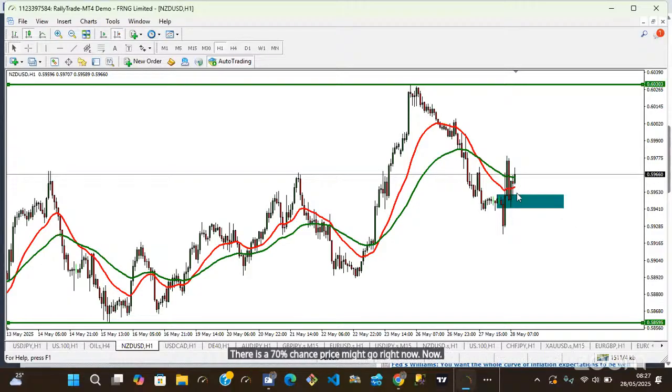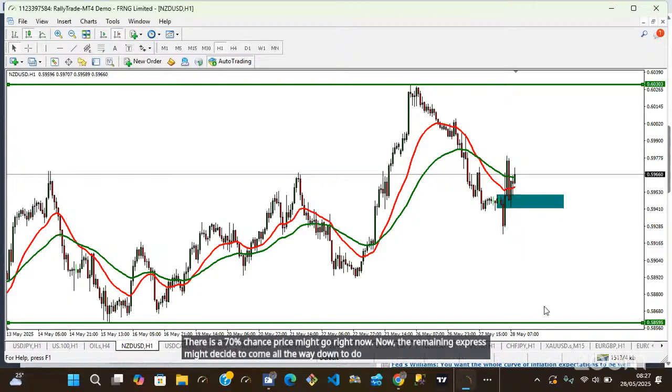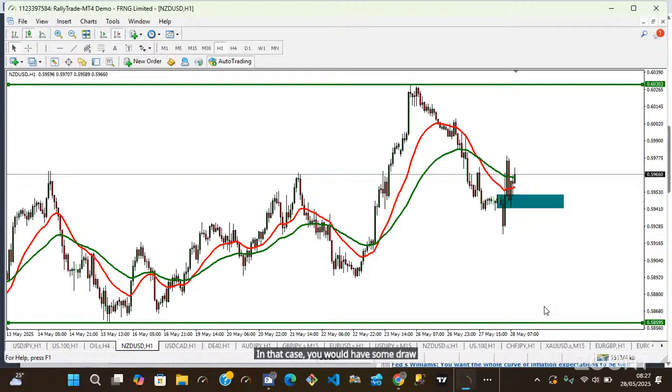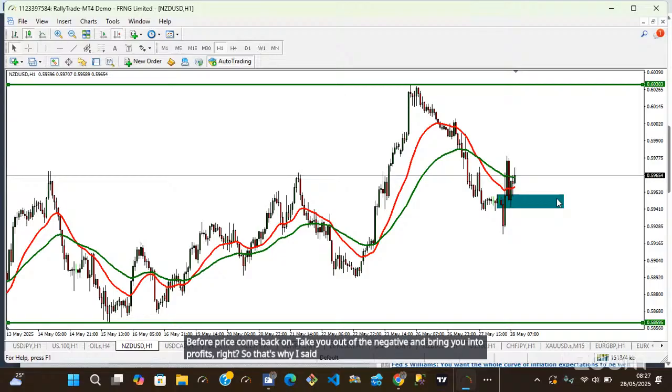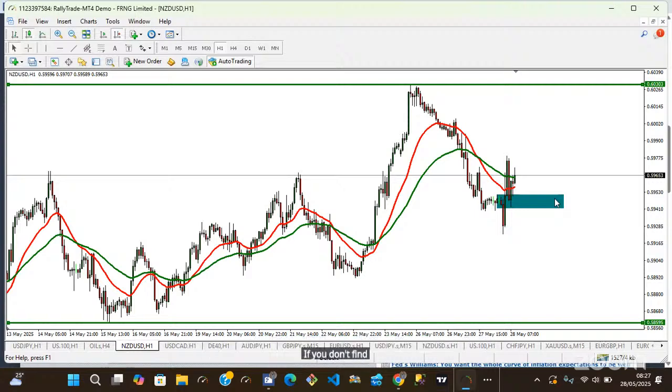Now, the remaining is price might decide to come all the way down to do a full retracement, just like our USJPY. In that case, you will have some drawdowns, like negative for a while, before price comes back and takes you out of that negative and brings you into profits, right? So that's why I said there's a 20-30% chance. That 20-30% left is for you to find a good entry point to take. If you don't find a good entry point, you most likely have drawdown for a while, but you will still get out of that drawdown, right? So if you are trading the direction of the trend, ordinarily, you should be good, right?